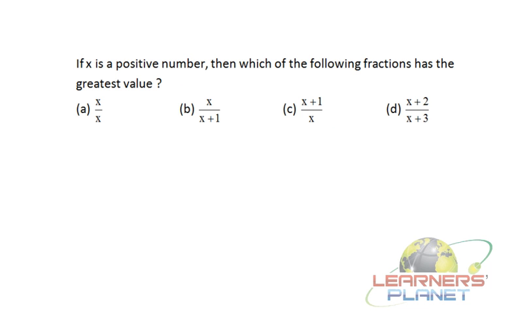Now in this question, if x is a positive number, then which of the following fractions has the greatest value? Here it is x by x, definitely it will be 1. It will be less than 1, that is x upon x plus 1. Then x plus 2 upon x plus 3 will also be less than 1 if x is positive. So we are left with this option. In this option, definitely x plus 1 upon x will be greater than 1. So it's as simple as that. So this will be the correct choice.